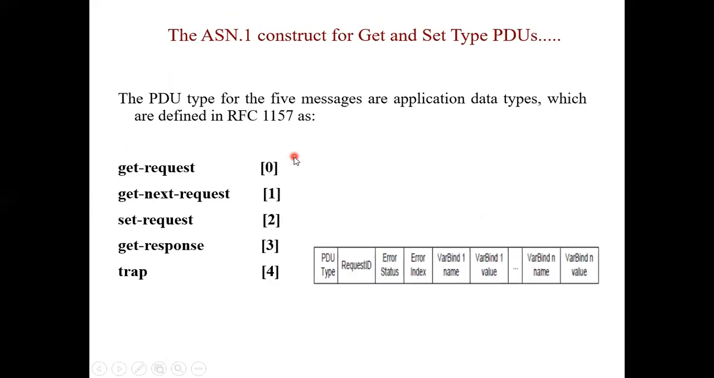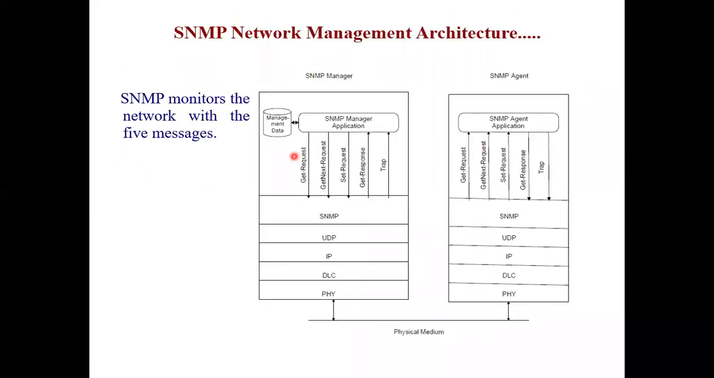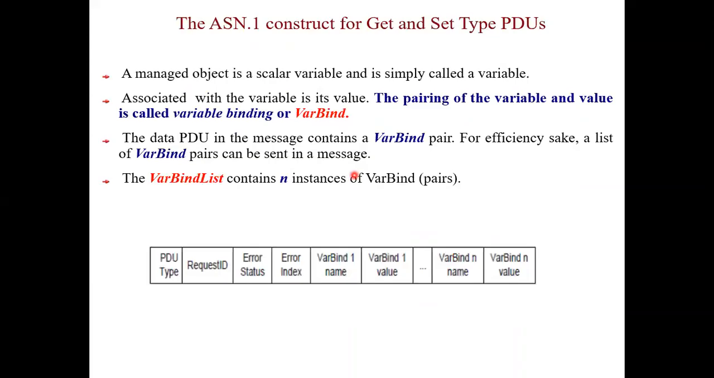Now let us understand the PDU structure. So the PDU structure as such, it should be trap PDU, 5 PDUs, but some PDUs are common. So let us see what those PDUs are. You are supposed to know this PDU or draw this PDU structure. So the ASN.1 construct for get and set type PDU. For get and set, it is the same PDU structure.